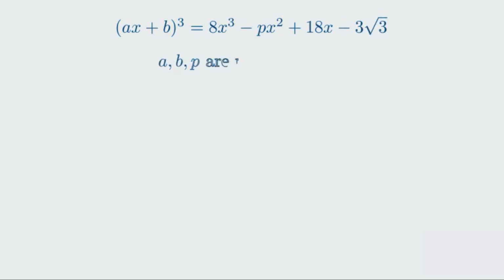We are given that the expansion of the binomial quantity ax plus b, all cubed, is equal to the polynomial 8x cubed minus px squared plus 18x minus 3 square root of 3. In this problem, a, b, and p are all real constants. Our goal is to find the value of p.